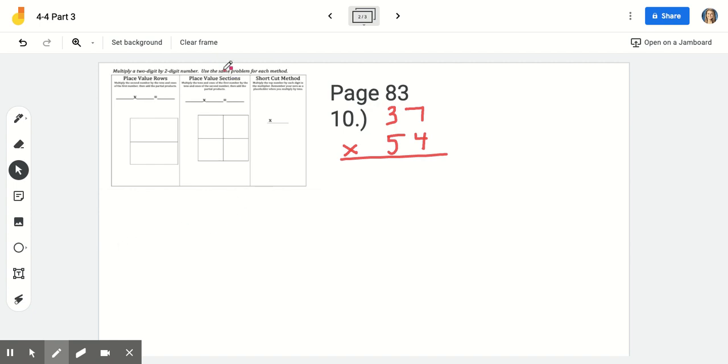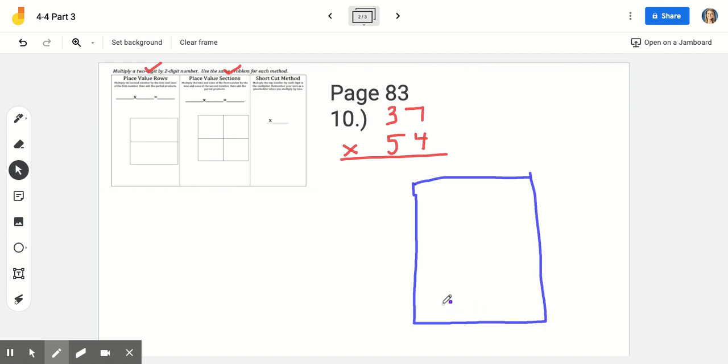So we just did the place value sections. Let's move over to the second method that we learned and practiced, which is the place value rows. In order to set up our place value rows, we're going to draw a rectangle, and again, leave room at the top and at the side for labeling, as well as a little bit of room for addition. And with place value rows, we keep one factor the same at the top, and then the other factor we break apart on the side. It doesn't matter which one you choose.